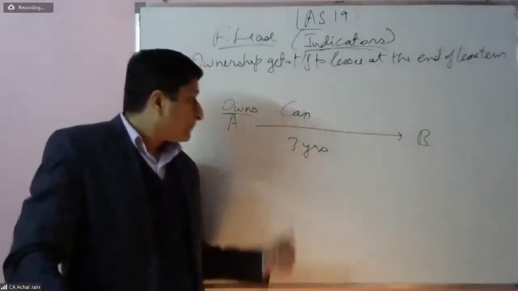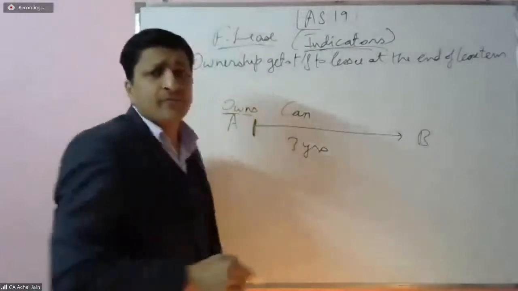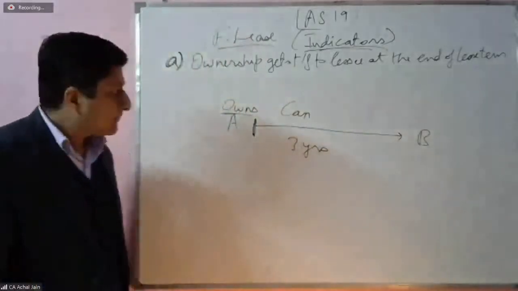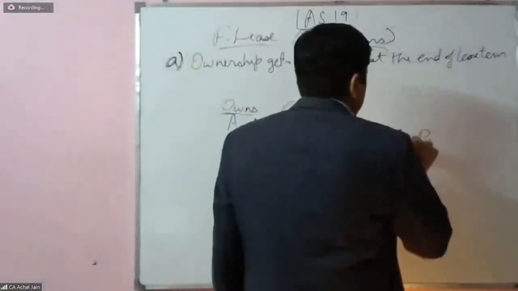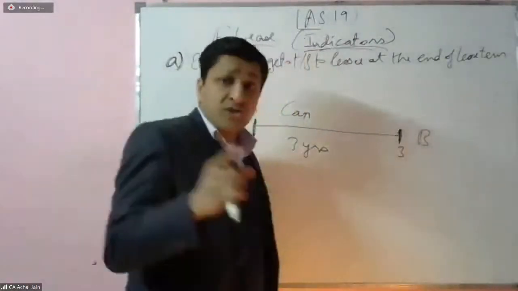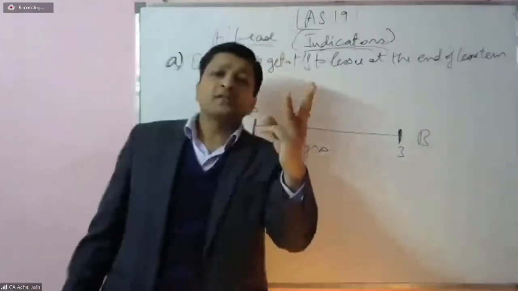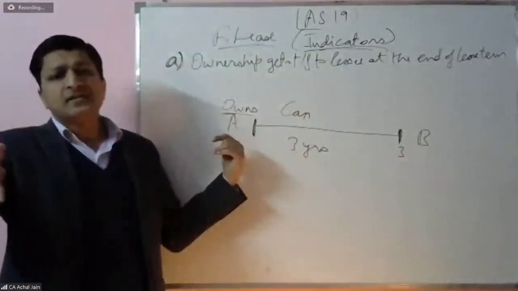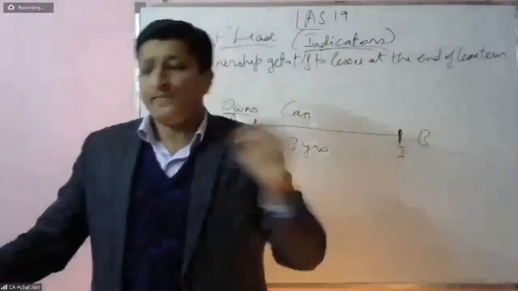However, today itself, it is decided between A and B that after 3 years, ownership of this car will get transferred to B. For 3 years, the ownership will remain with A. But after 3 years, that means the end of lease term, the ownership will get transferred to B.